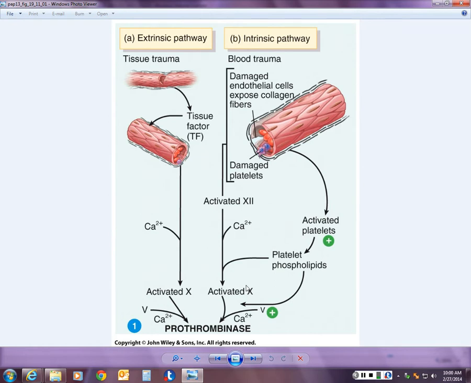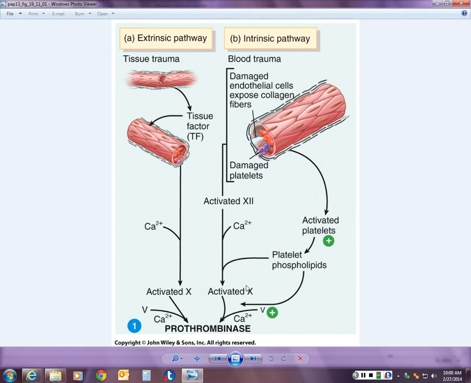I'm asking you to keep in mind 4 points for the intrinsic pathway as well. Number one, what is the initiator? In the case of the intrinsic pathway, it's exposed collagen fibers. Number two, the speed. You should remember it's slower by comparison to the extrinsic pathway. Number three, you should keep in mind that calcium is absolutely necessary for the intrinsic pathway to occur as well. And number four, you should keep in mind that it results in the formation of prothrombinase also.